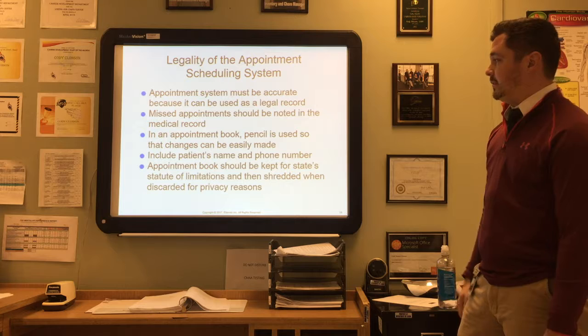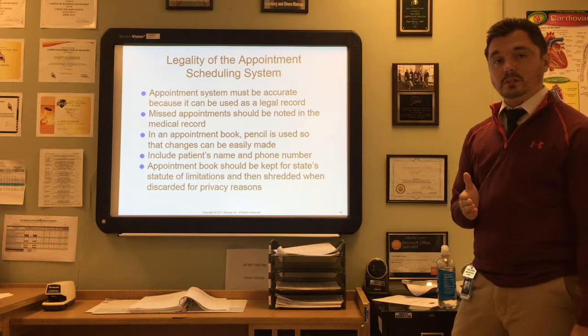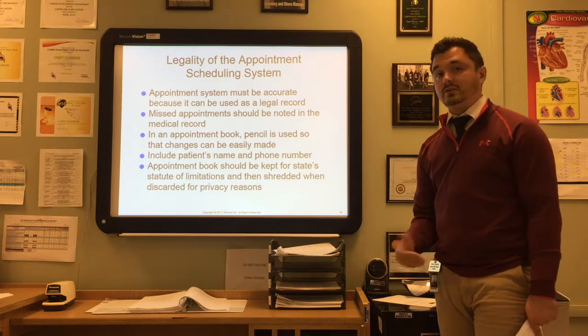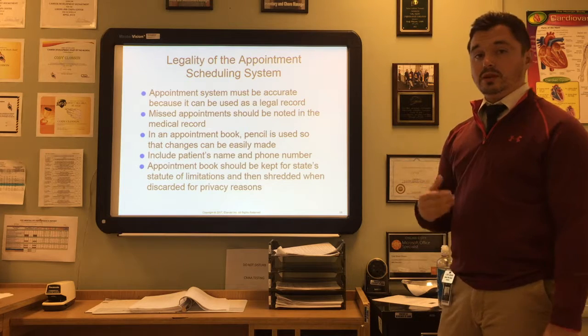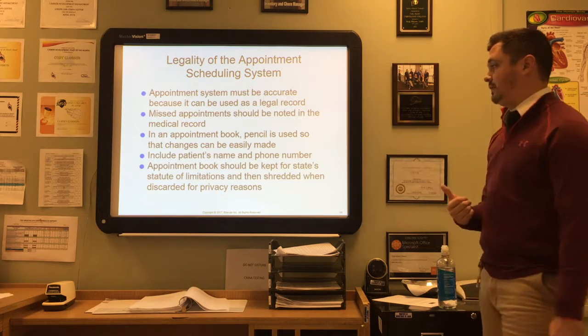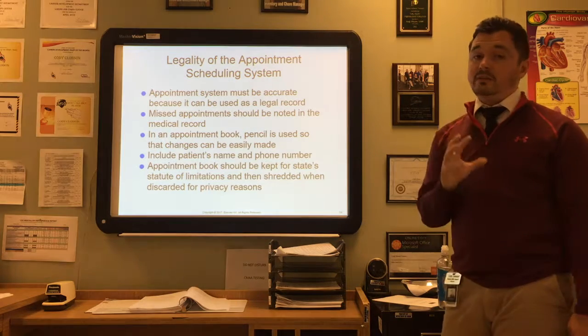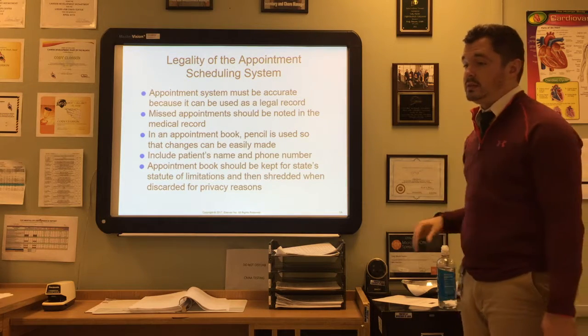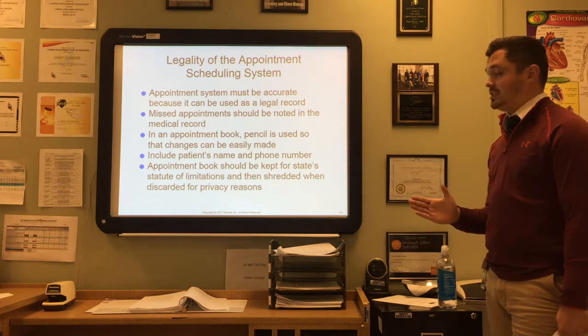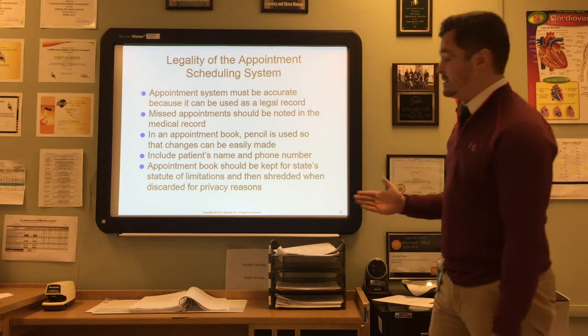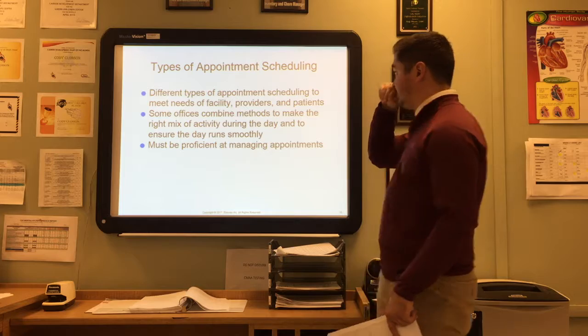A patient's name, it should include the patient's name and their phone number so you can see who has that time blocked off, and then you can call, have their phone number right there so it's easy to call them to confirm their appointment. And then the appointment book should be kept for the state statute of limitations, and that varies from state to state as we talked about previously. And then once that statute of limitations has passed, you can shred it and discard it for privacy reasons.